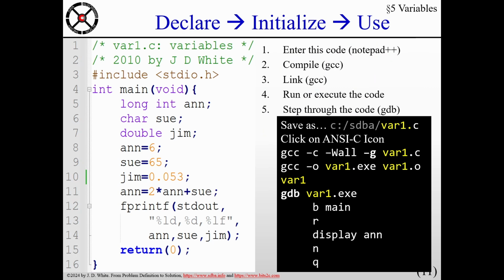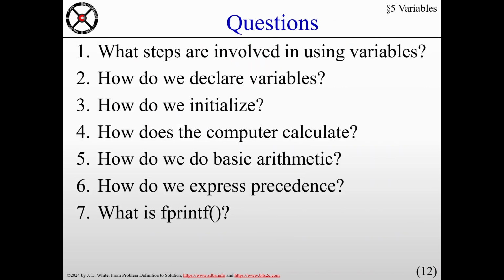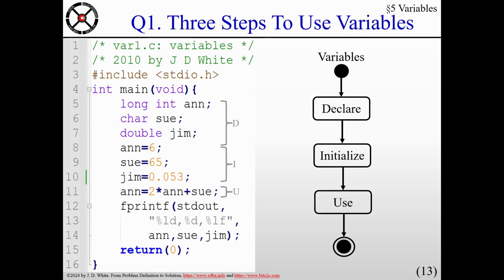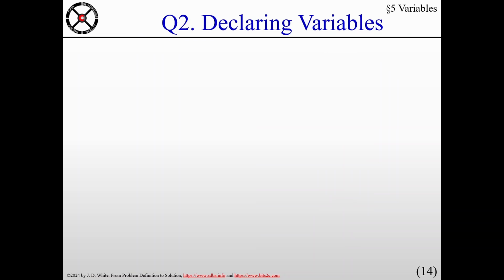We worked through this code, you compiled, linked, and ran it, and we went through a whole bunch of questions. The steps for variables: you must declare, initialize, use. Let's echo. Declare. Initialize. Use. Good. Thank you. All right, appreciate the enthusiasm.